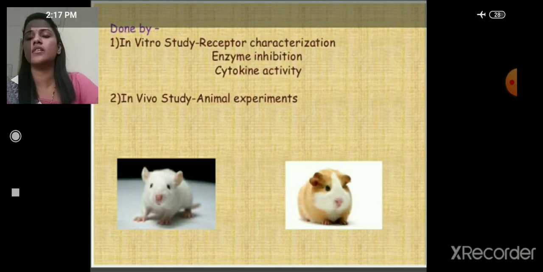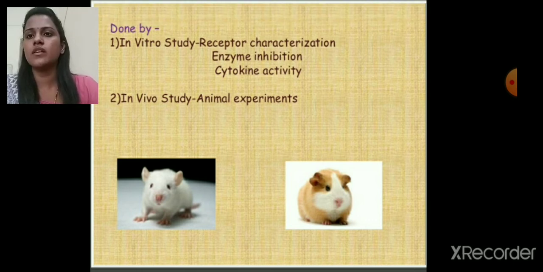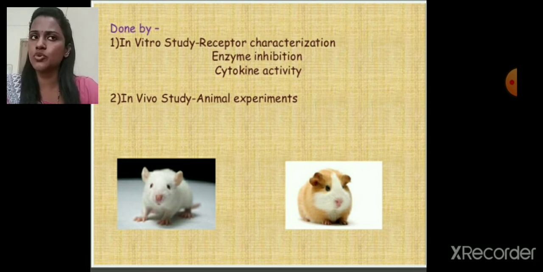Next, this preclinical study is either done in vitro, which means on isolated tissue. For example, enzyme inhibition, cytokine activity, and receptor characterization studies are done on a particular organ or tissue. The particular organ or tissue is isolated from the animal, and these studies are done in a laboratory. So this type of study is called an in vitro study.